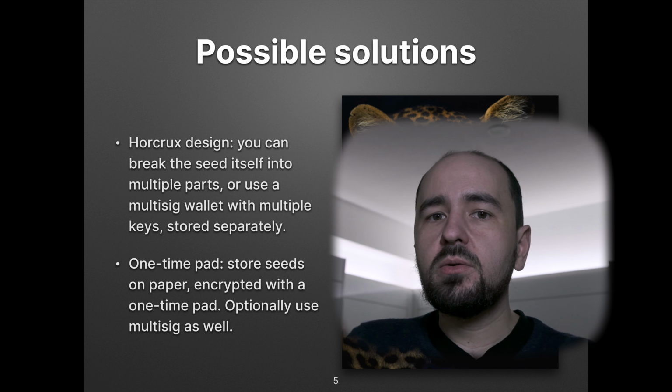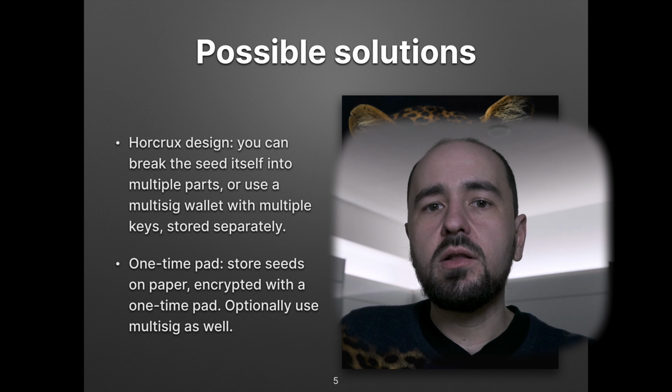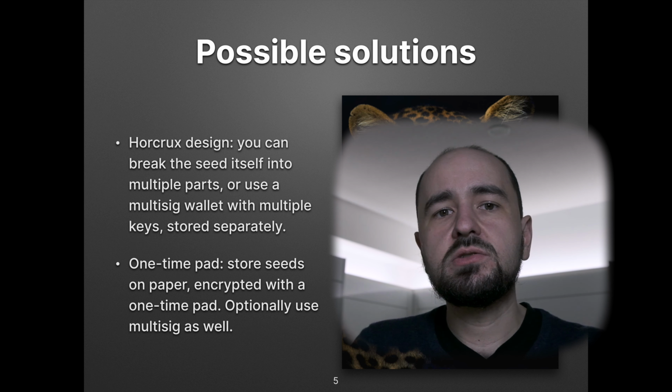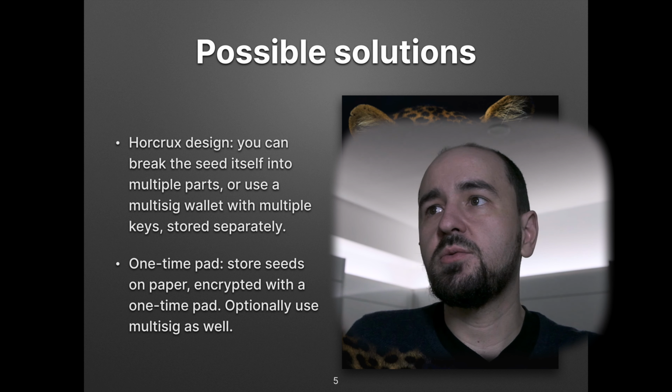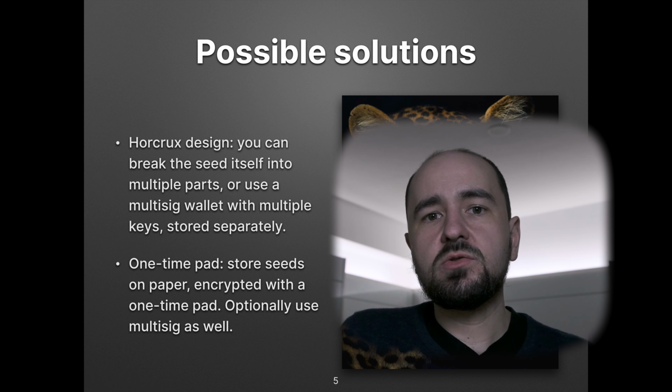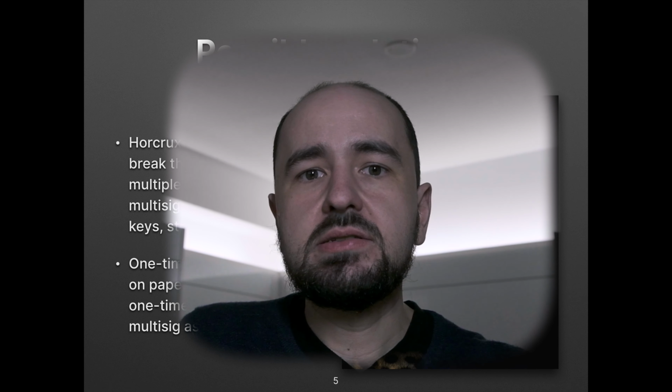A much better way, arguably, is to use a multisig wallet. So you can use a 2 of 3 or a 3 of 5 multisig wallet and store those individual wallets and seeds separately in separate places. Now, this is maybe slightly impractical depending on who you are in your life and everything. So, consider that.